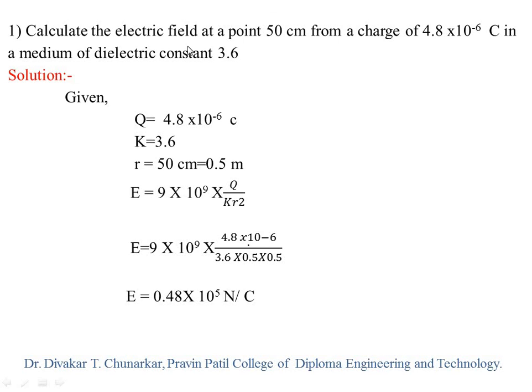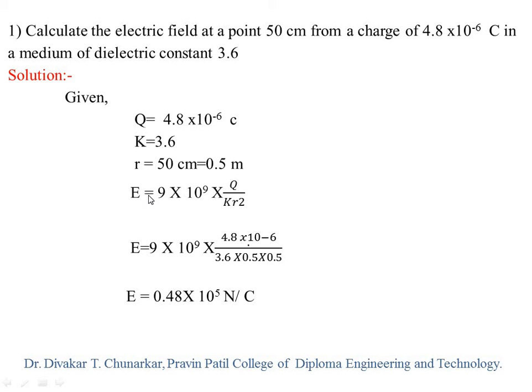So the first problem: calculate the electric field at a point 50 centimeter from a charge 4.8 into 10 to the power minus 6 coulomb in a medium of dielectric constant 3.6. In this problem, the given value of Q is 4.8 into 10 to the power minus 6 coulomb. The value of K, the dielectric constant, is 3.6. R, the distance, is 50 centimeter, which we have to convert to 0.5 meters.